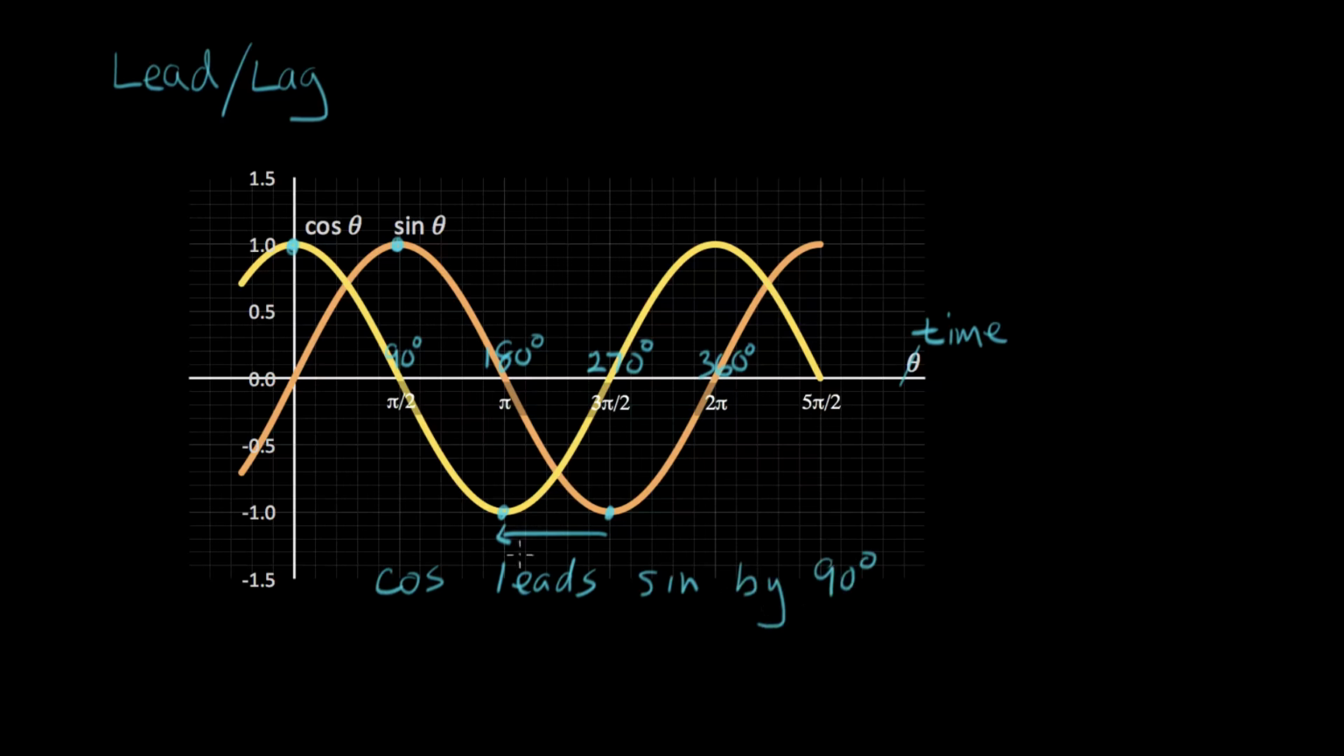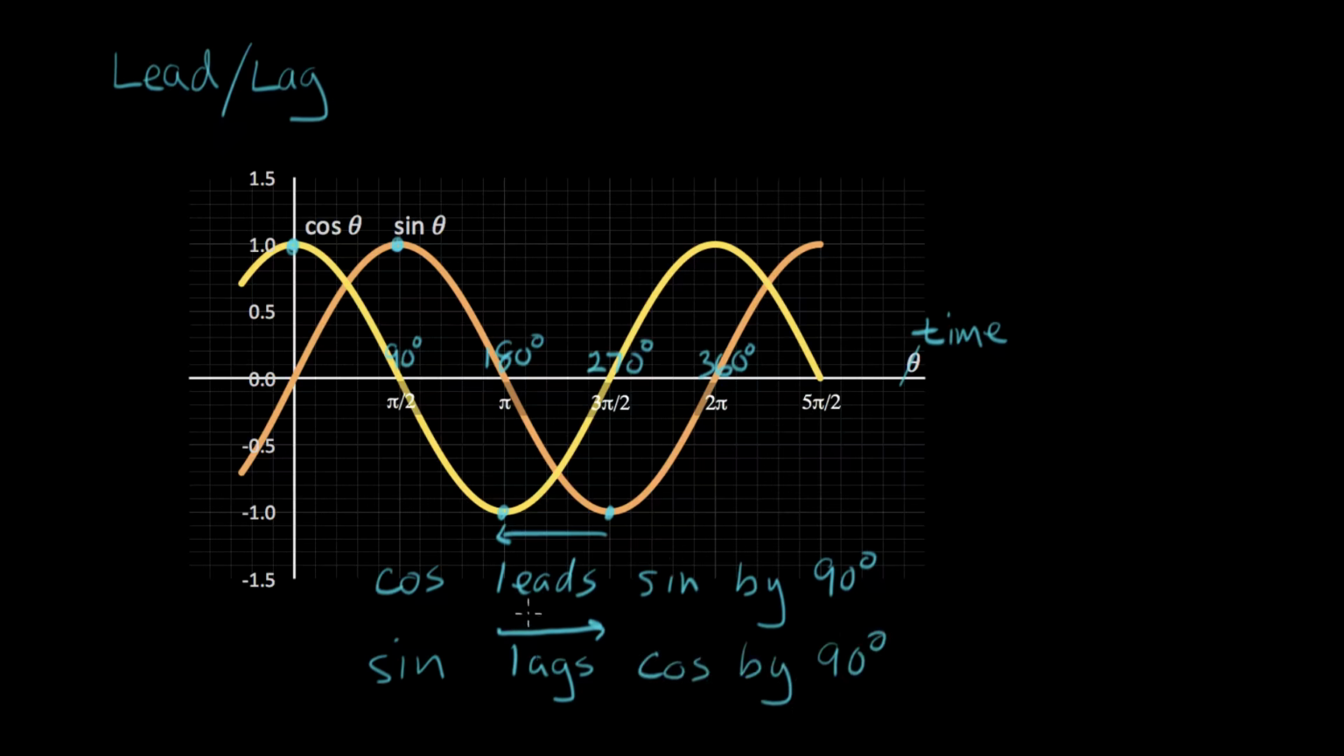Now I can take exactly the opposite point of view. If I actually measure where the sine is relative to cosine, and I say it's behind, then we would say it lags. So the phrase we hear would be sine lags cosine by 90 degrees. So that's the term lead and lag.